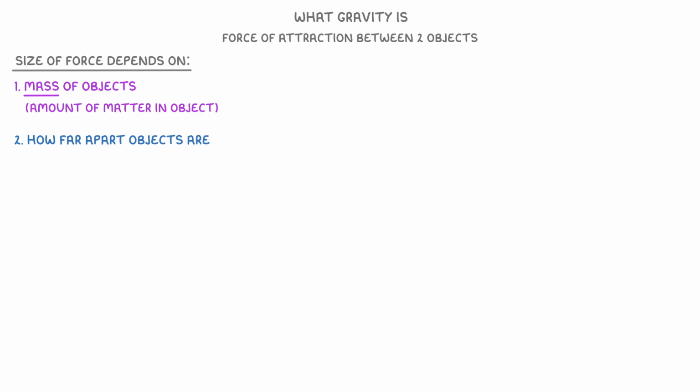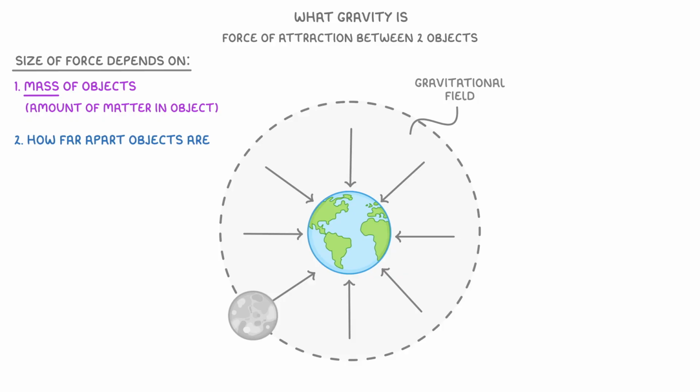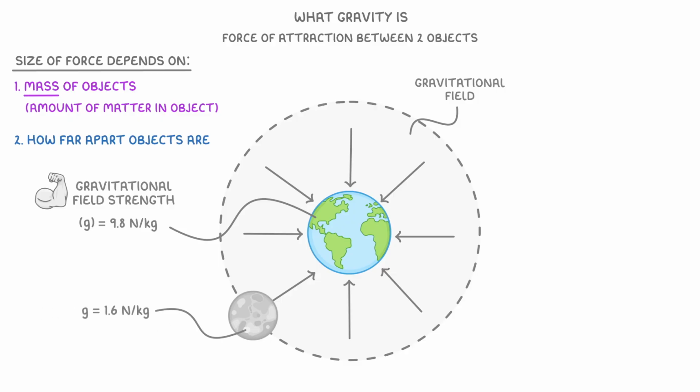However, for very large objects that are also close by, such as the Earth or the Moon, gravity is felt far more strongly and can have a big influence over nearby objects. We call this field of influence around an object its gravitational field, and the strength of this field is called the gravitational field strength, which we show with the letter g. For Earth, this is around 9.8 newtons per kilogram, sometimes rounded up to just 10, while for the Moon, it's just 1.6 because it's a lot smaller than Earth.